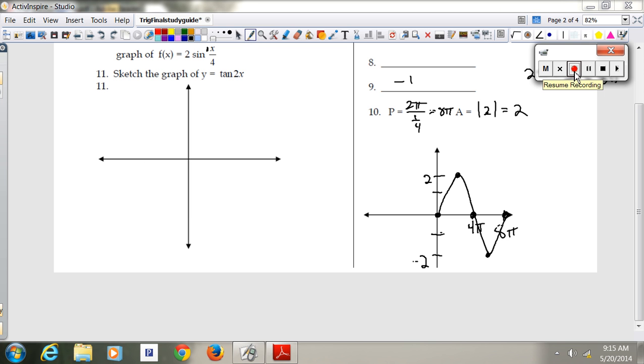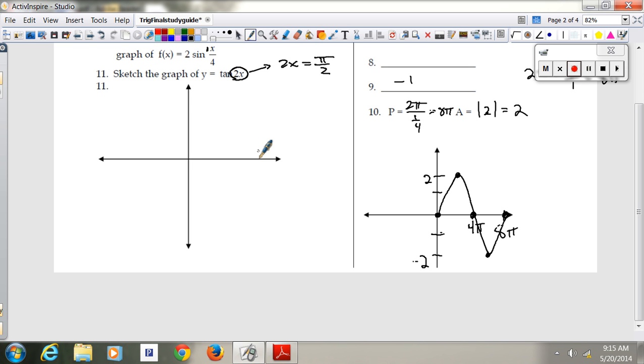Tangent graph. What am I going to set this 2x equal to? Pi over 2. Pi over 2, because that's where the tangent graph is undefined. If it was a cotangent, you would set it equal to 0 and pi. But with a tangent, you're going to set it equal to pi over 2. Because that's where, on your chart, tangent pi over 2, undefined.